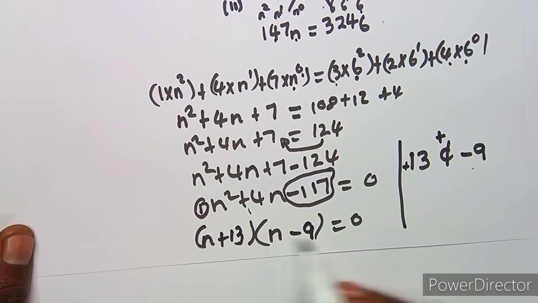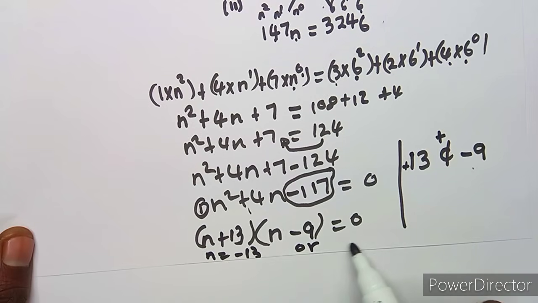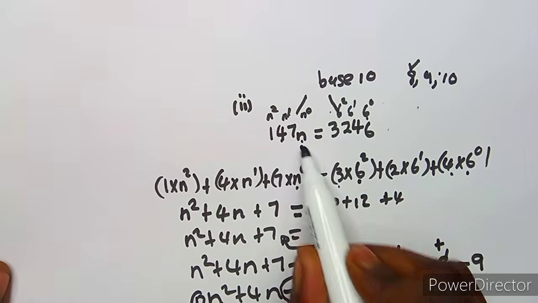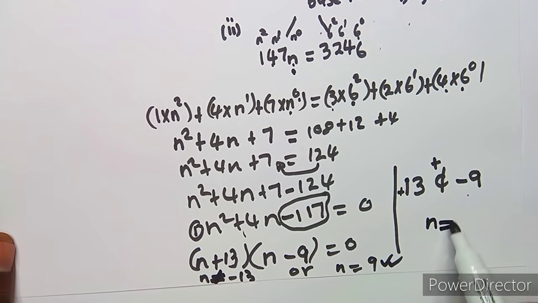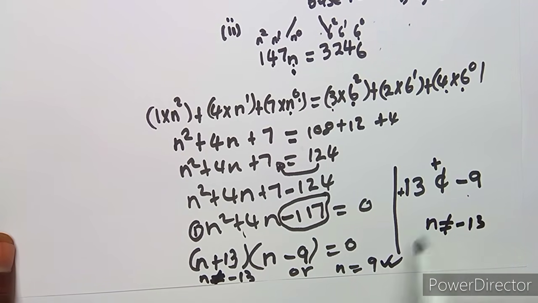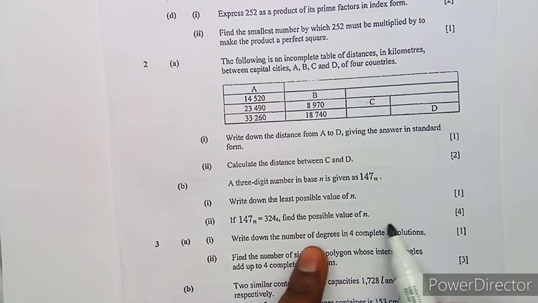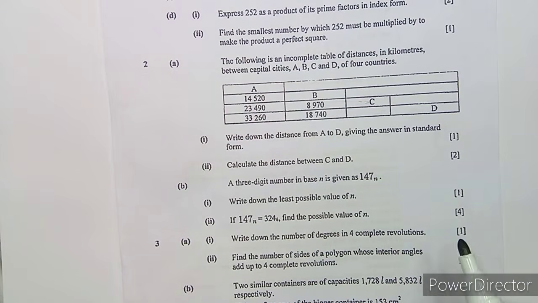So simply, either one of these brackets is equal to 0: n plus 13 is equal to 0, n minus 9 is equal to 0. So n will be equal to minus 13, or n is equal to 9. But this n is a base, so a base cannot be negative, so n is not equal to minus 13, you have to cancel that one, but n is equal to 9. The possible value is the positive one, not the negative.